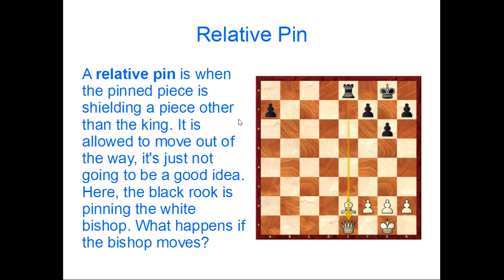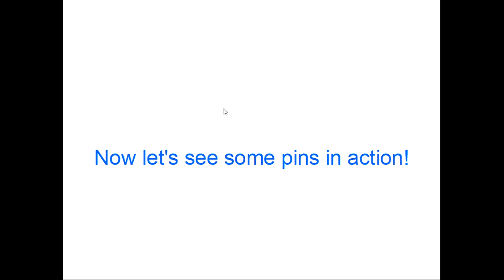And now the relative pin. A relative pin is when the pinned piece is shielding a piece other than the king. It is allowed to move out of the way, but it's just not going to be a good idea to do it. Here the black rook is pinning the white bishop. What happens if the bishop moves? We'll come back to that in a few moments. Now let's see some pins in action.